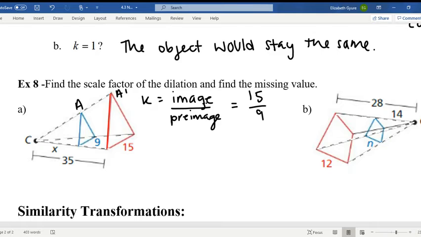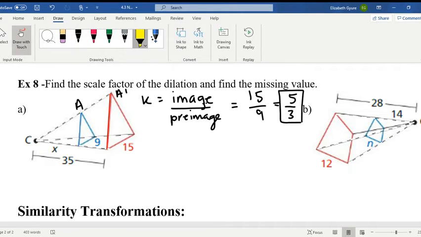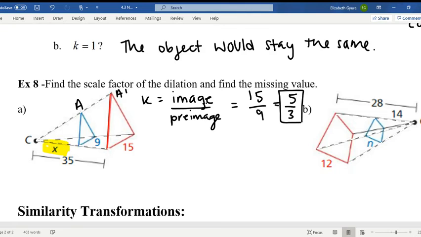Can I reduce that? What goes into both 15 and 9? 3. 15 divided by 3 is 5. 9 divided by 3 is 3. So my scale factor is 5/3. Now what I'm going to do is use this scale factor to find my missing measurement here. That's this x. I need to find x.